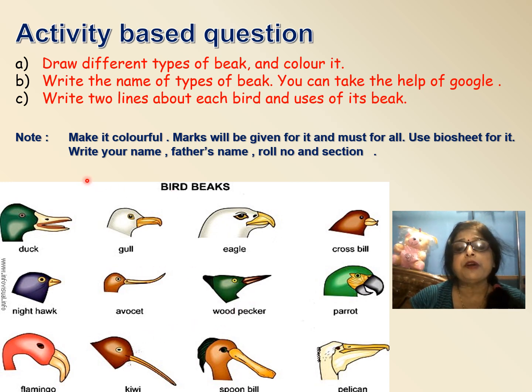And most important thing, write your name, father's name, roll number and section. It is a must, at first at the top of the page you write your name, then father's name, roll number, section. Then you will draw it, and after drawing, what is the next question? You have to write it and then send to me on WhatsApp. Marks will be given by me. These all are about the activity based questions.